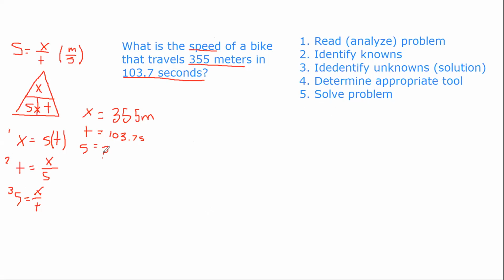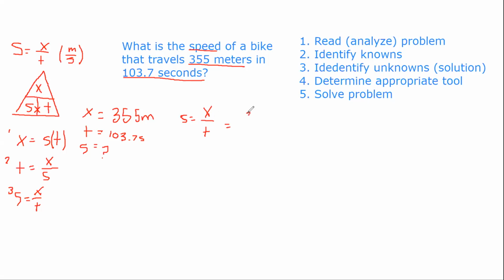So we're going to use the equation that solves for our unknown, and that's going to be speed here. Go ahead and write that equation down. Write speed is equal to x over t. Plug in those numbers and do that math. I'm going to give you about a minute to do that.